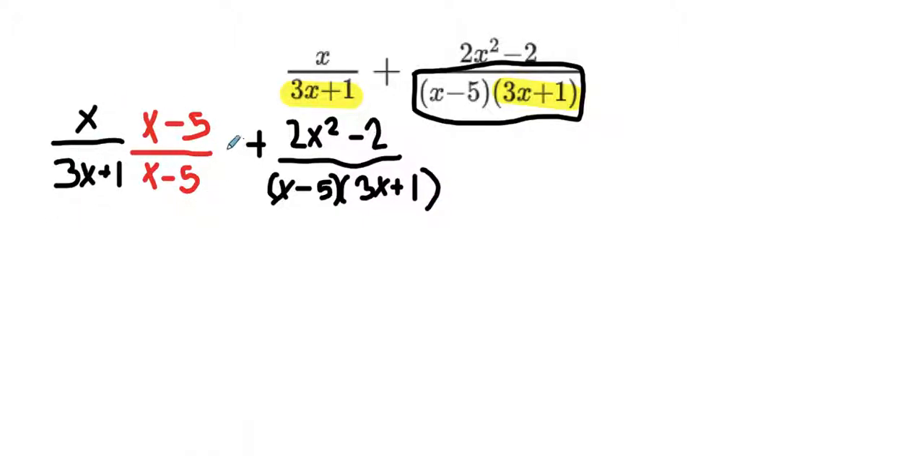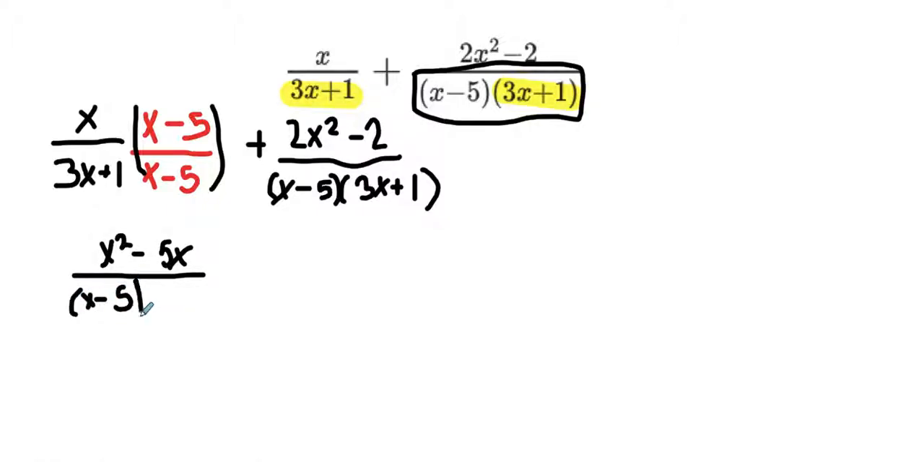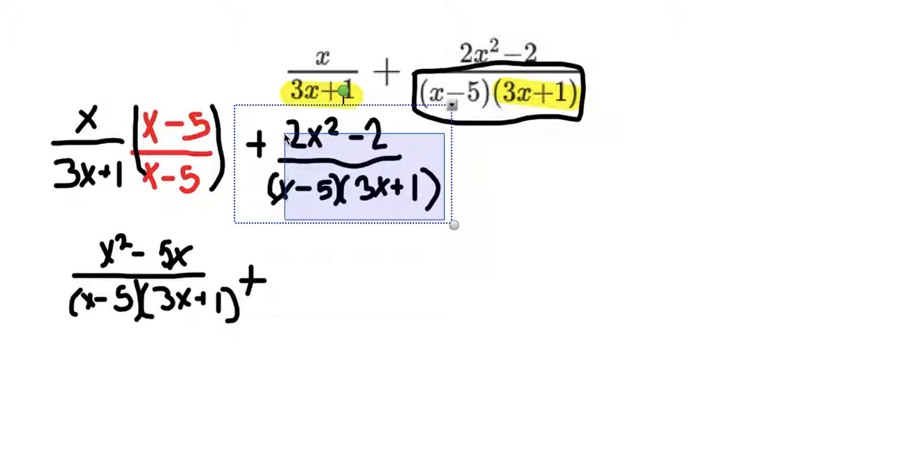All right, so now I'm going to go ahead and simplify this first term here. So x times x minus 5 is going to give me x squared minus 5x over x minus 5 times 3x plus 1. And we are going to add that with all of this.